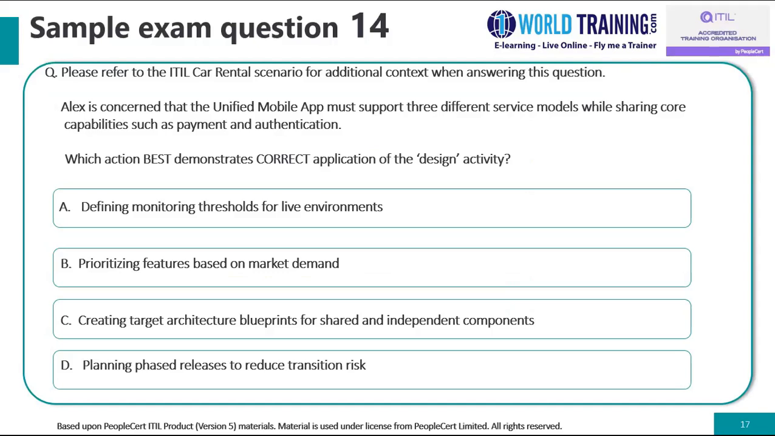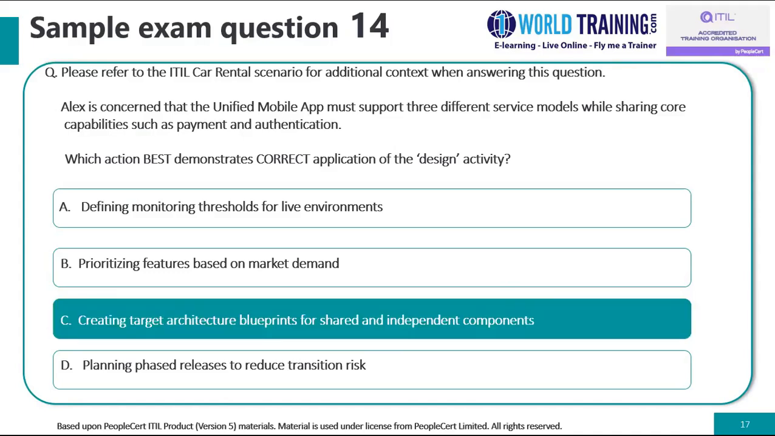Number 14 is a question on design activity. Alex is concerned the unified mobile app must support 3 service models while sharing core capabilities. Which action best demonstrates correct application of the design activity? The right answer is C, creating target architecture blueprints for shared and independent components.